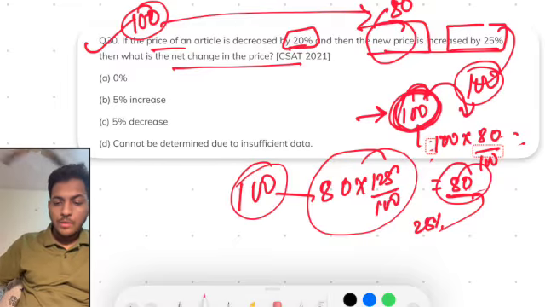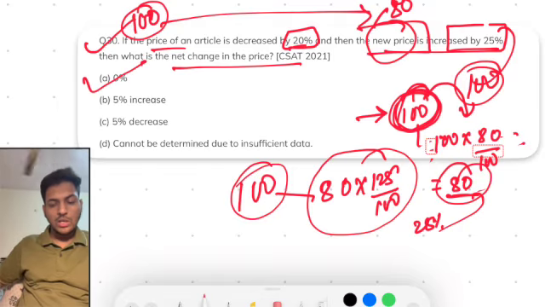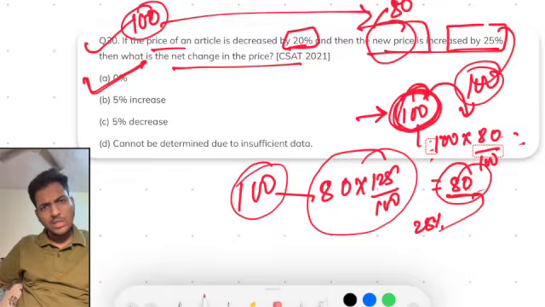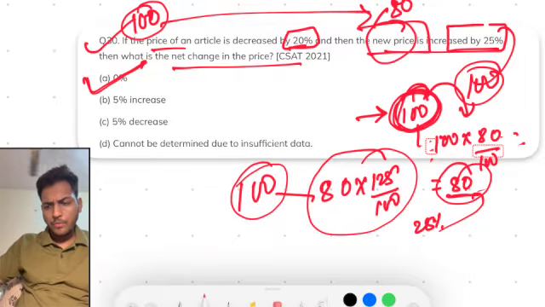So what will be the answer? 0% change. The change is 0%. So again, see, this is a very easy question. This is not a difficult question. You can solve it very easily.